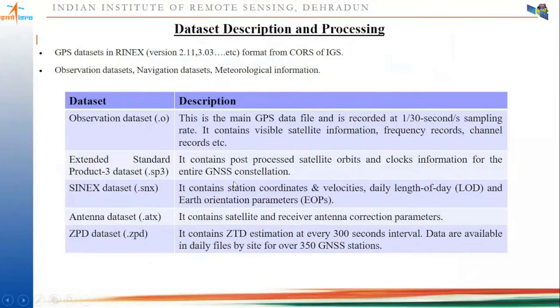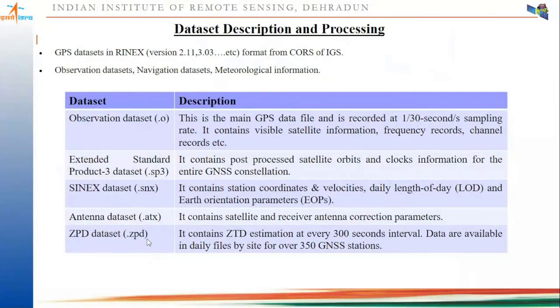Apart from that, a lot of other things are required for precise and accurate estimation. One is a .snx file, which contains the station location coordinates and velocities, and earth orientation parameters. Then there is the antenna file. It is related to the antenna, because different companies make different antennas with different specifications, so we need to consider this also. And we can also get this ZTD information directly from the GNSS sites.